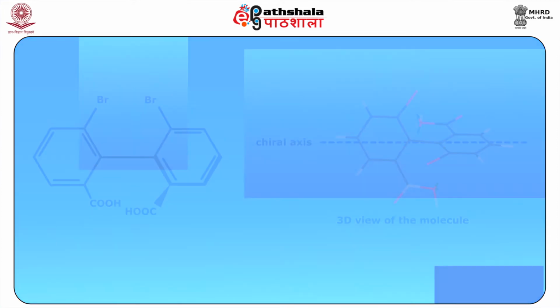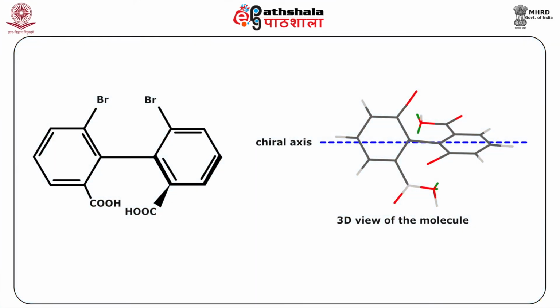Now students, the question arises how to write RS nomenclature for biphenyl compounds. Supposing you have a compound, let us take an example, 6,6'-dibromobiphenyl-2,2'-dicarboxylic acid, which is numbered 3. As you can see here, the RS nomenclature can be given by either viewing the molecule from the left hand side or the right hand side.